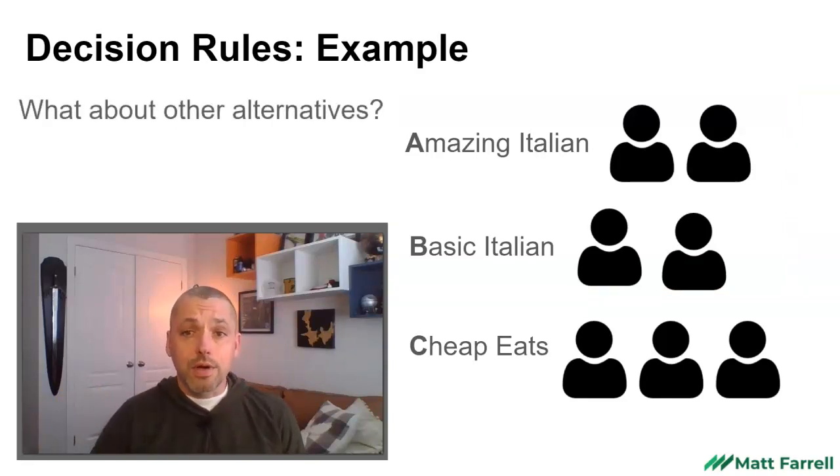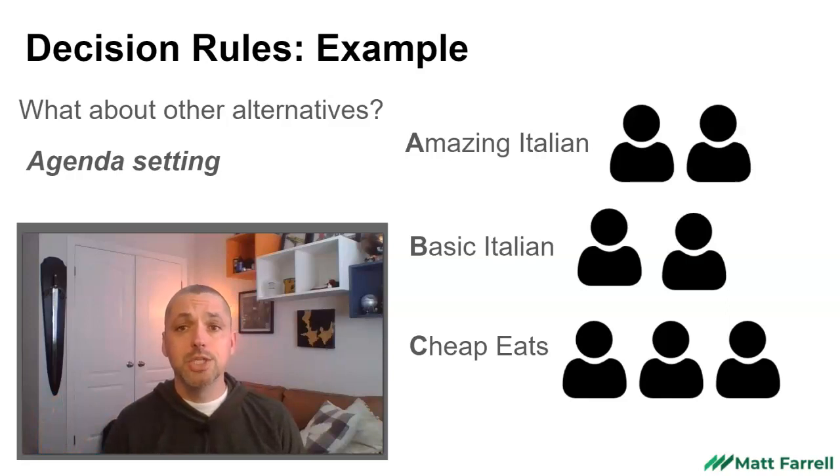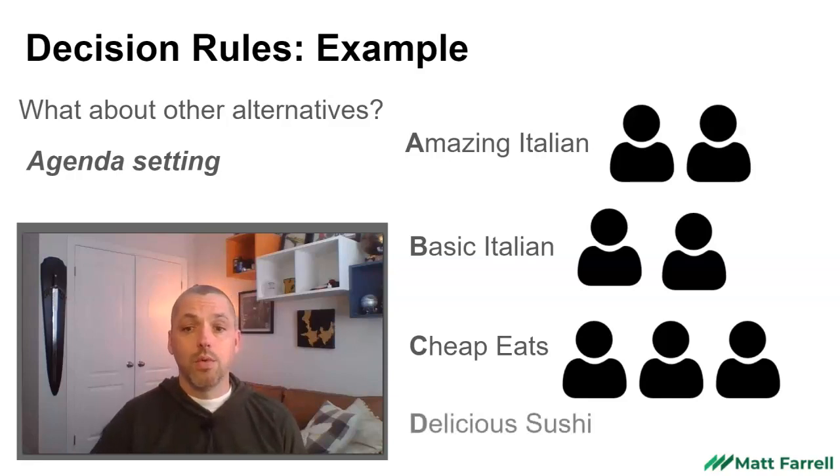What about other alternatives? Why is it just the 3? Why not 2? Why not another one? Well, we call that agenda setting. The agenda setting is determining the agenda, determining which options get considered, why we only have three, why we have three instead of two, and why there's no fourth.